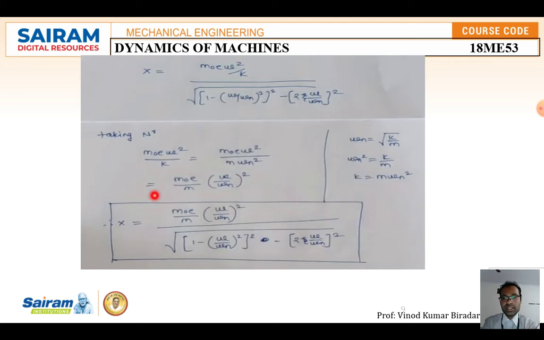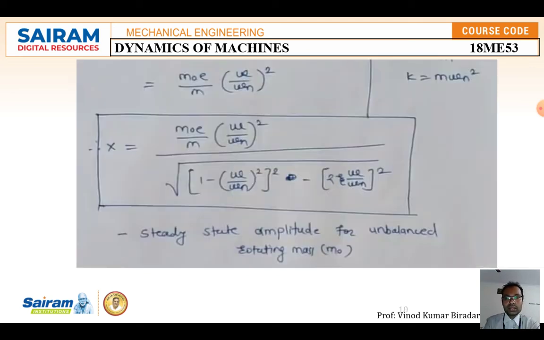Okay, so this is the equation for the rotating unbalance. Again, just to modify this, you are going to get this final equation. This equation is called the steady state amplitude for unbalanced rotating mass. So you have to remember, capital X is equal to the steady state amplitude for the unbalanced rotating mass m naught.